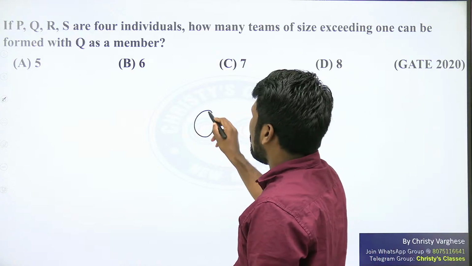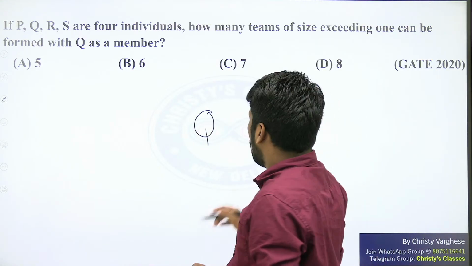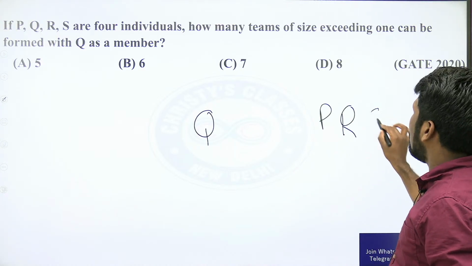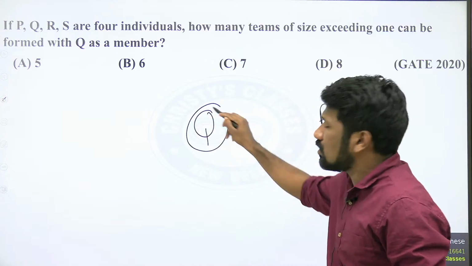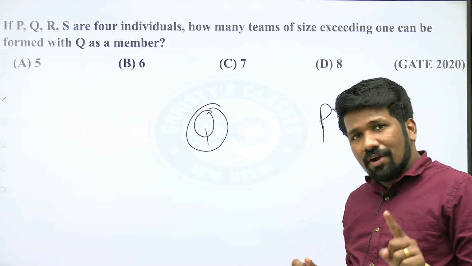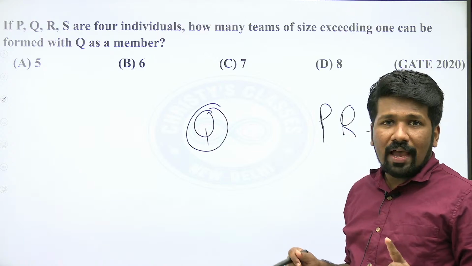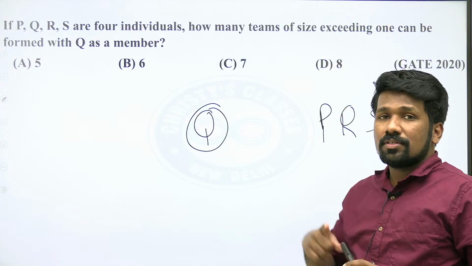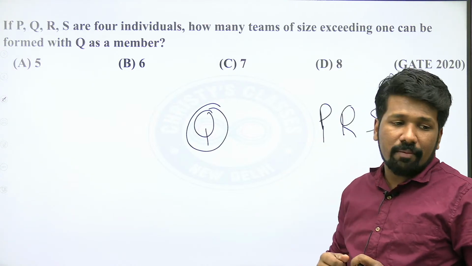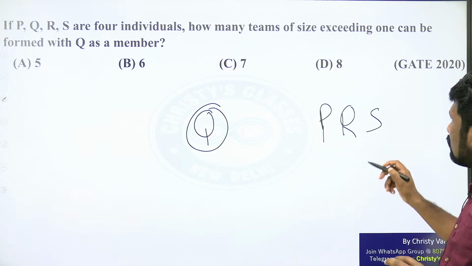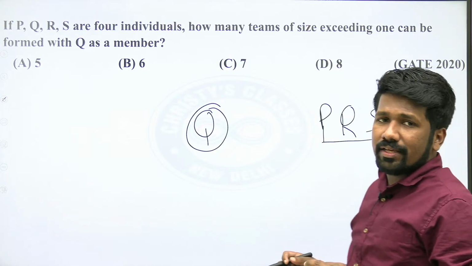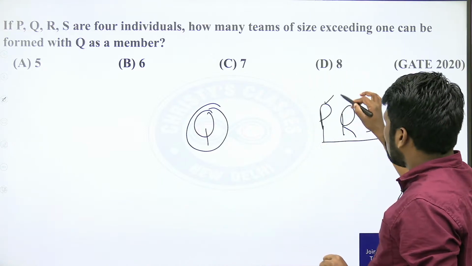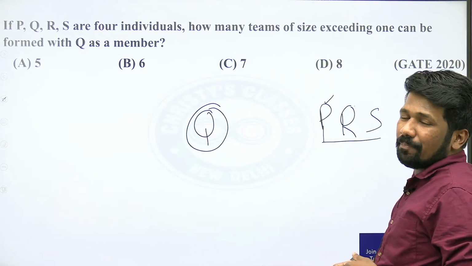So Q is a permanent member, so don't worry about Q. Only worry about the remaining people, P, R and S. Exceeding one means, as Q is already a permanent member, other than Q at least one more person should be there, because the number of team members should be more than one. So at least one person from P, R, S should be there in the team. At least one person means one person, two persons, three persons, all the cases are there.